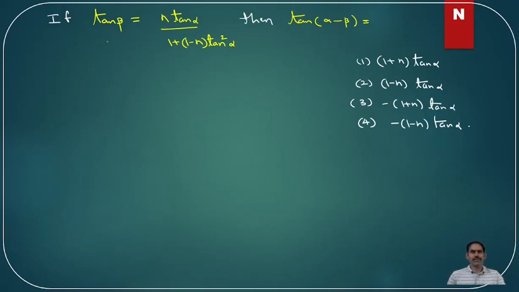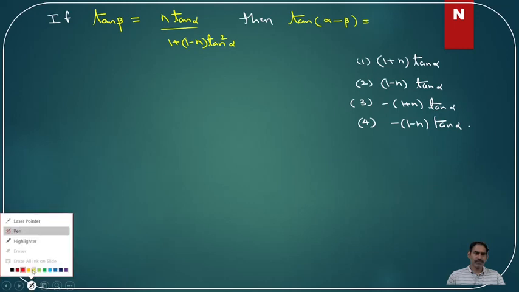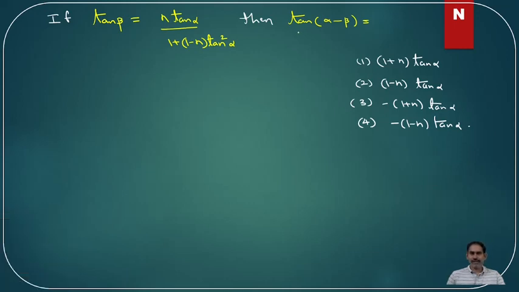The next question is, if tan beta equals n tan alpha by 1 plus 1 minus n into tan square alpha, then tan alpha minus beta equals, required here. It's easy only. First, we have to expand the tan of a minus b formula, and after that, instead of tan beta, substitute this value and simplify.